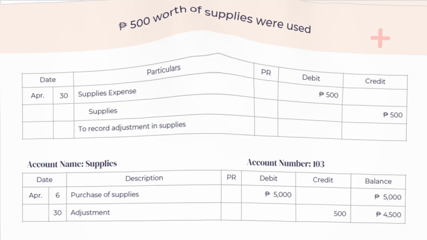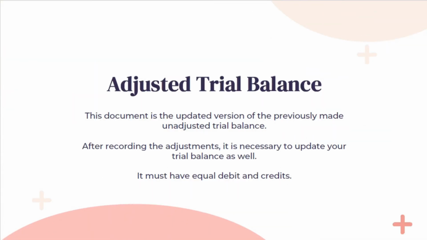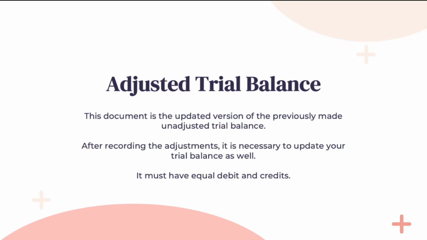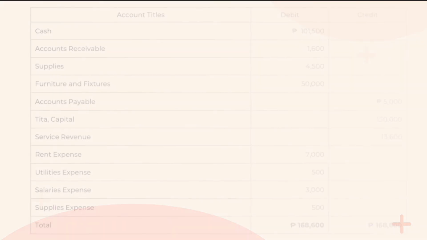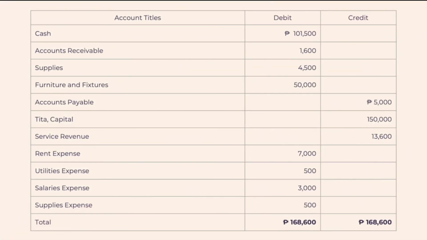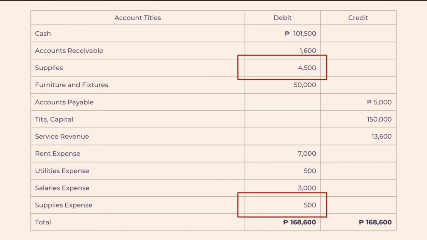We are now on the 6th step of the accounting cycle, the adjusted trial balance. This document is the updated version of the previously made unadjusted trial balance. After recording the adjustments, it is necessary to update your trial balance as well. Still, it must have equal debits and credits. From the previous example, supplies was 5,000 pesos. And after the adjustments, it is now 4,500. And then, we have additional account title, which is supplies expense, with a total of 500 pesos on debit side.